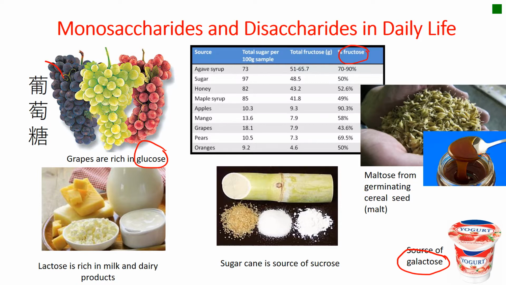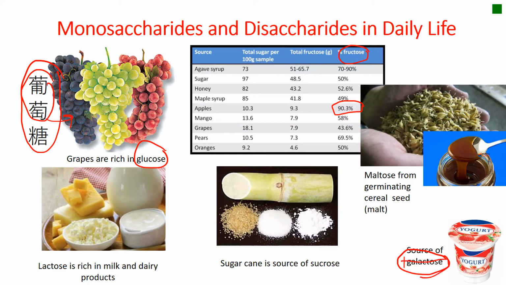So that's why the Chinese characters for glucose is called 葡萄糖. Putao is basically the grapes, right? So if you eat grapes, you can get glucose. And the next one is fructose, which is again an example of simple sugar or monosaccharide, found the highest in apples. So if you have apples, the sweetness comes from fructose, not glucose, right? Mostly from fructose. And then the next one is galactose.